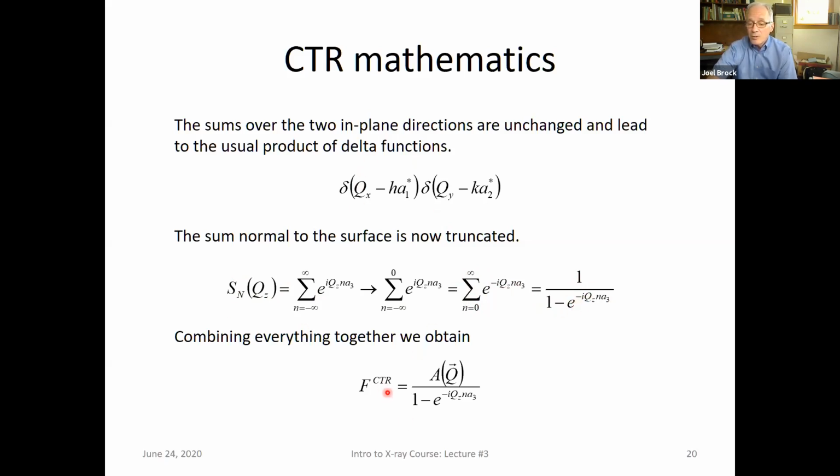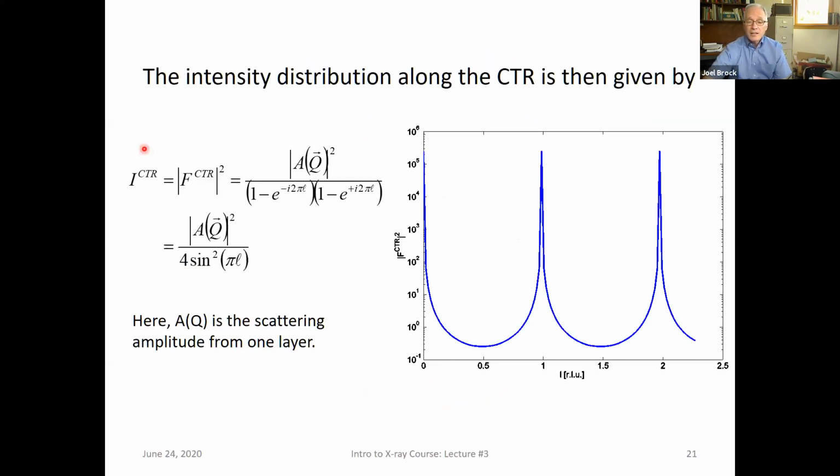And so I can go back to my original formula for the scattering factor for my crystal truncation rod. It looks like my original scattering factor, or scattering amplitude, I'm sorry, but it has this new term here instead of a delta function. So these delta functions are still up in here, but the one in the z direction is replaced by this thing here. If I calculate then the intensity, I have to take the square of this thing. So I get my original scattering factor times this times its complex conjugate. If you multiply this out, you see that's 4 times the sine squared of pi over L. I plotted it over here.